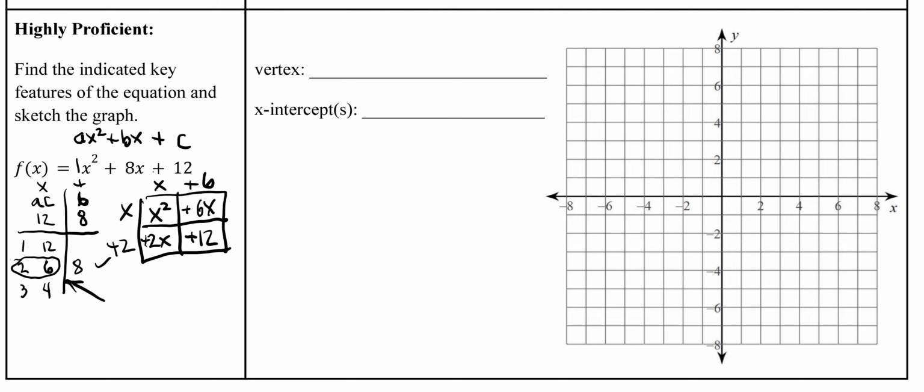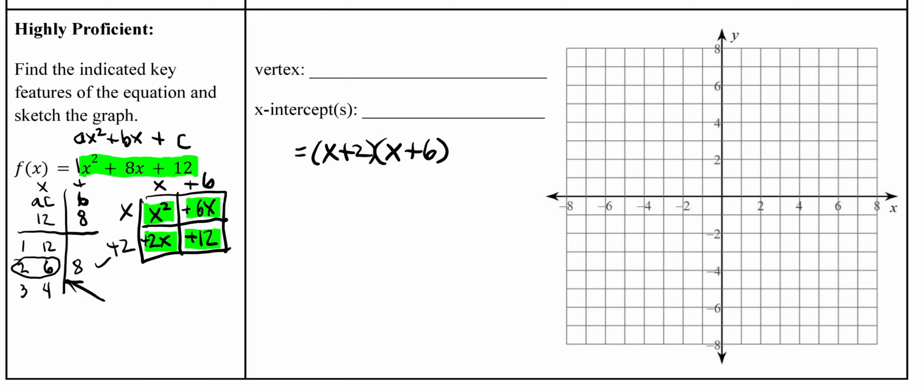X times x is x squared. Yep. X times 6 is 6x. Yep. X times 2 is 2x. Yep. And 2 times 6 is 12. Yes. And those are all of the things that are in this trinomial. X squared, yes. 12, yes. And 8x is 6x and 2x. So yes, my factors are x plus 2 times x plus 6.